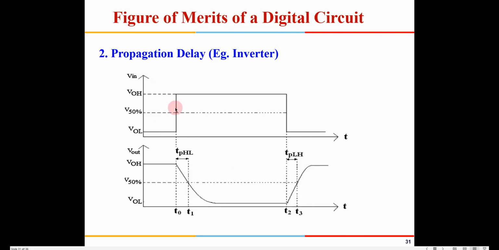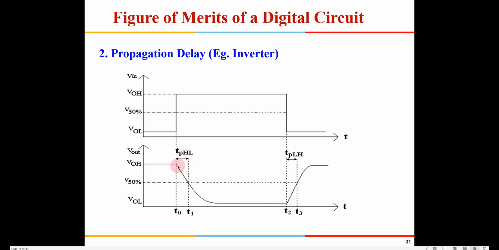Propagation delay: if the input is switching from 0 to high, and this is just an inverter input and output shown here. These kinds of waveforms are applicable to any digital circuit, not only for an inverter, it could be an adder, subtractor, whatever it is. When the input is changing, the output also has to change accordingly, but from the time the input is changing and reaching 50% of its change to the point where the output is reaching 50% of the change, that is known as propagation delay.